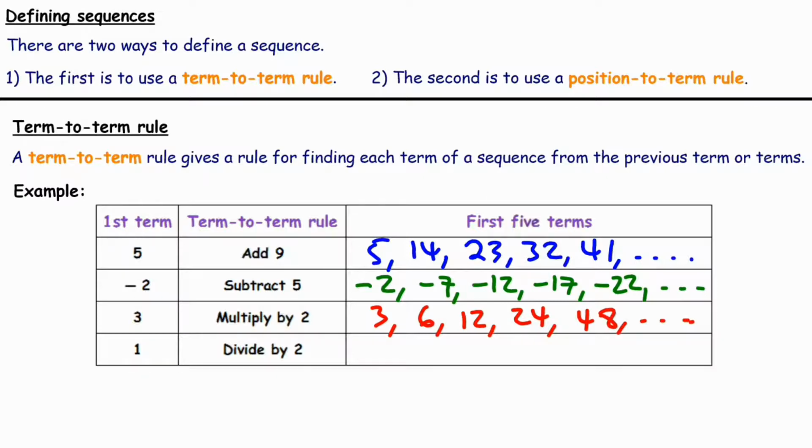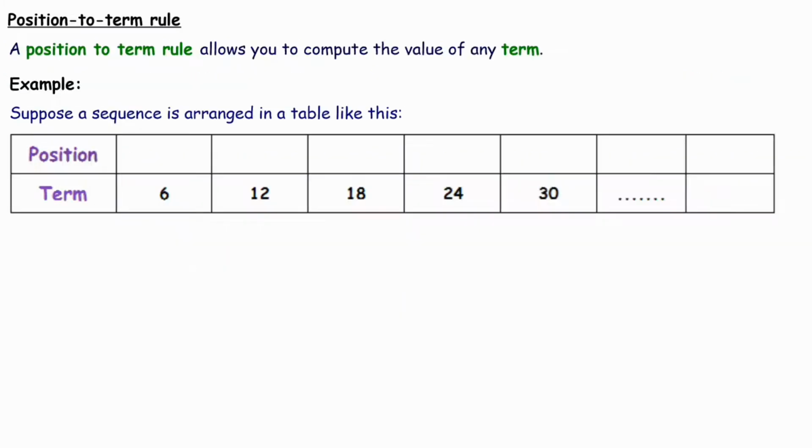And the last one, we have 1 as the first term. The term-to-term rule is divide by 2, so you'll have a half, a quarter, an eighth, and then a 16th, and so on. Next, let's look at the position-to-term rule. A position-to-term rule allows you to compute the value of any term in that sequence.